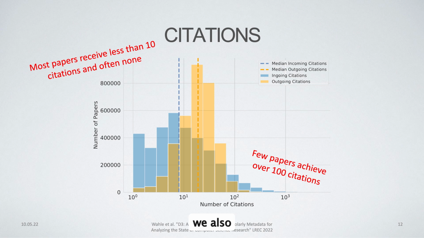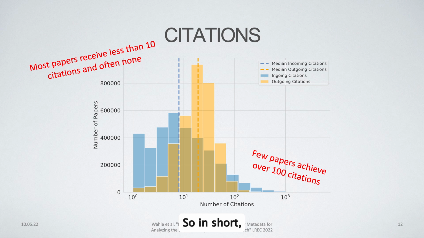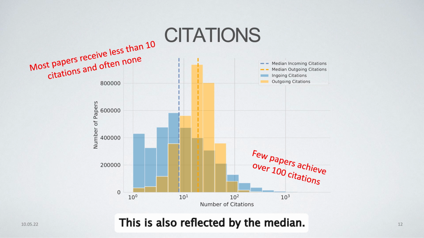Next up here, we also plotted the histogram of incoming and outgoing citations. Most papers receive less than 10 citations, and 30% also receive no citation at all, which is a very high number. Only few papers achieve outstanding amounts of citations, more than 100, which is quite a lot. And the distribution of ingoing citations is skewed to the left, while the outgoing is skewed to the right. So in short, we cite more, but we get cited less on average. This is also reflected by the medians. The median of ingoing citations is at 8, while the median of outgoing citations is at 18.